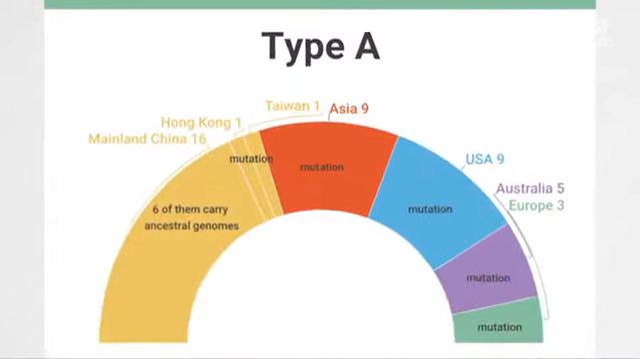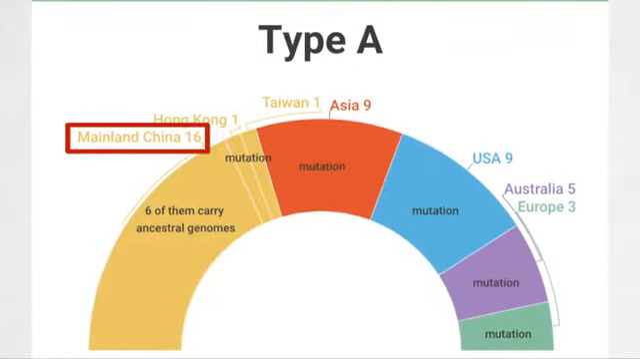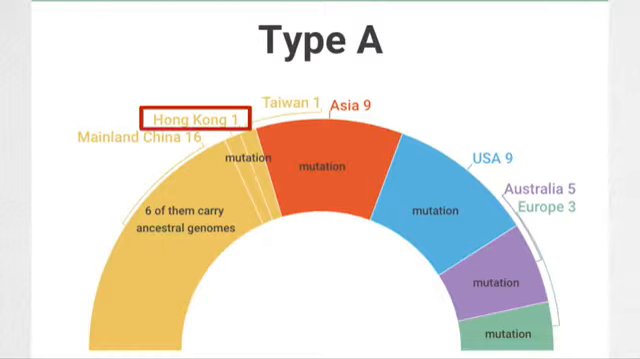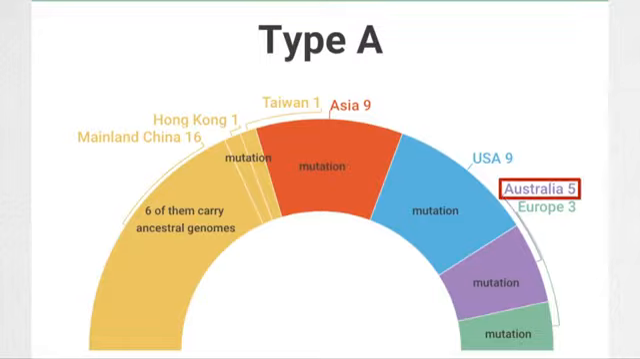Among the 44 samples of type A, 16 are from mainland China. Of the 16, 2 from Wuhan and 4 from Guangdong carry the ancestral genomes. 1 is from both Hong Kong and Taiwan. 9 are from other Asian countries and carry a mutated version of A. Another 9 are from America, also carrying mutated versions of A. 2 of the American patients are reported to have lived in Wuhan. 5 are from Australia and 3 from Europe.